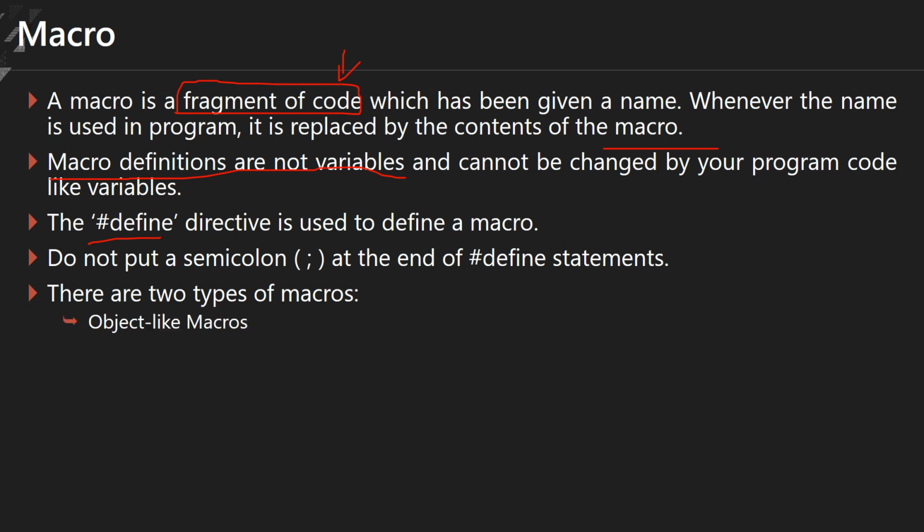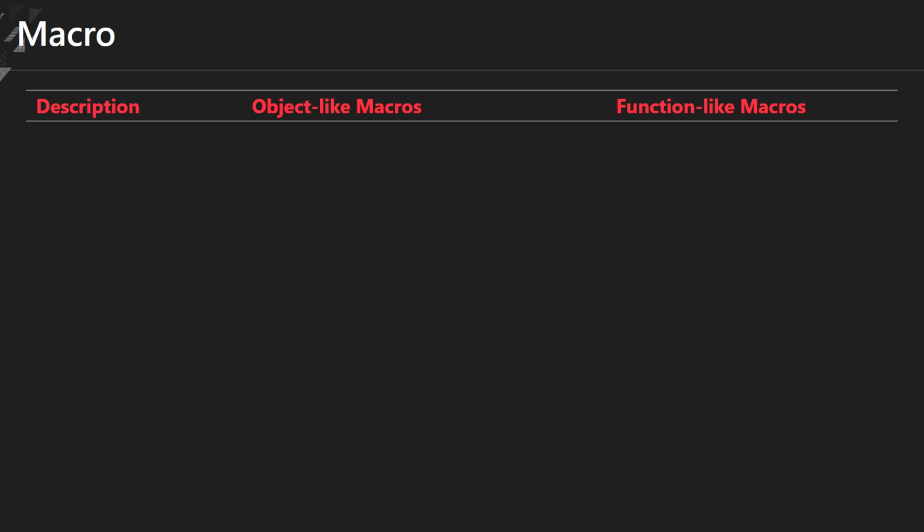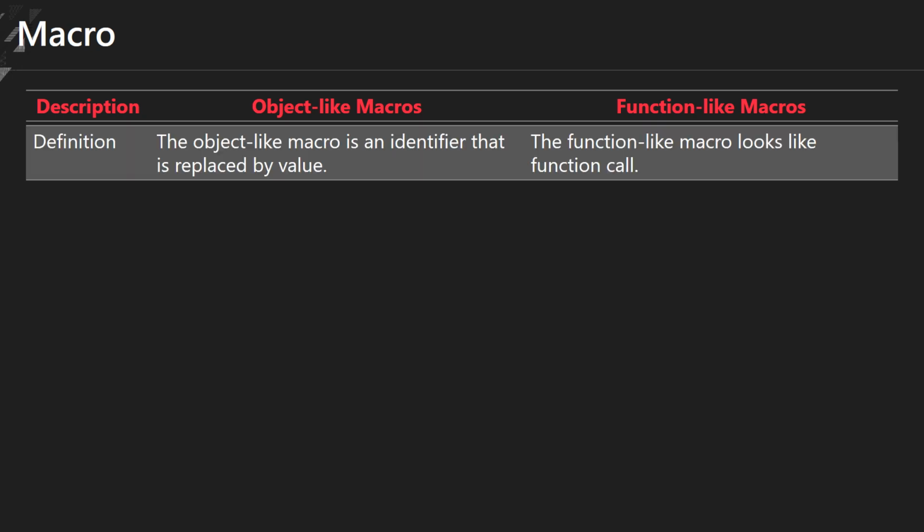There are two types of macros. One is object-like macros, and the other is function-like macros. Object-like macros are like creating a variable and storing a value. Instead of creating that variable again and again, you can define it at the beginning and use it whenever you want in your program. You can understand this concept through an example. Definition: an object-like macro is an identifier that is replaced by a value.